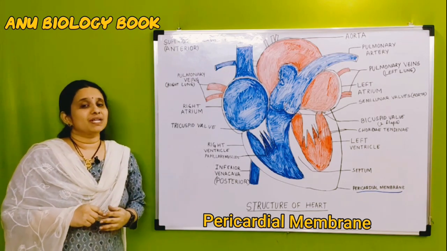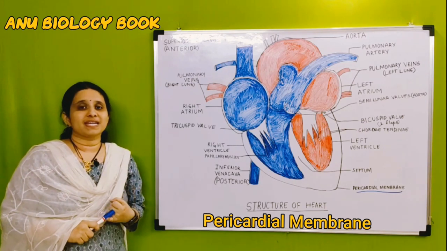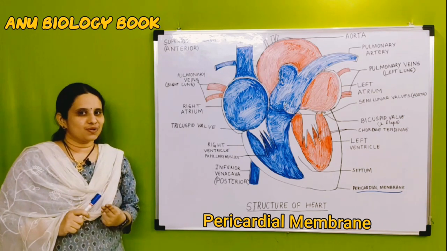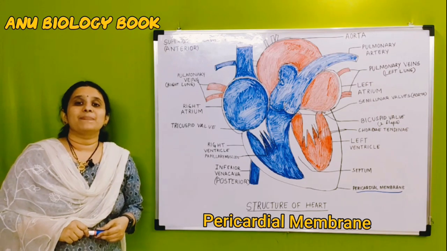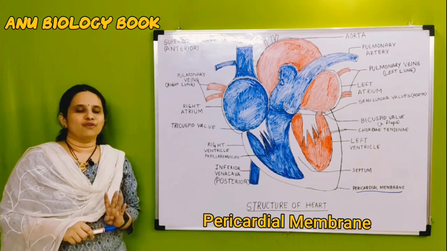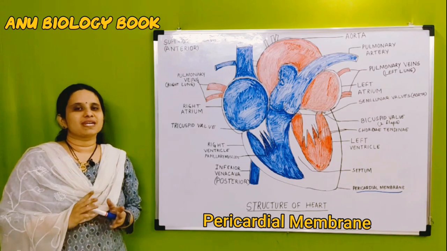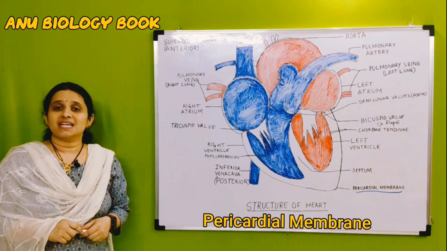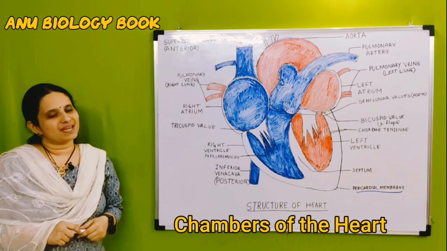So here, coming to the pericardial membrane, just remember four terms. The first one is pericardial membrane, the second one is pericardial layers, the two layers, and the third term you have to remember is the pericardial cavity. And this pericardial cavity is filled with the fourth term, the pericardial fluid. The main function of this pericardial membrane is to protect the heart from the external shocks. Is it very easy, right? So now let's get into the chambers of the heart.